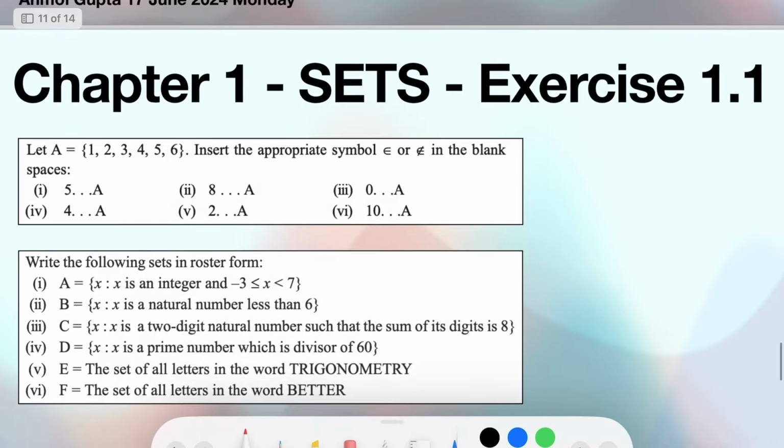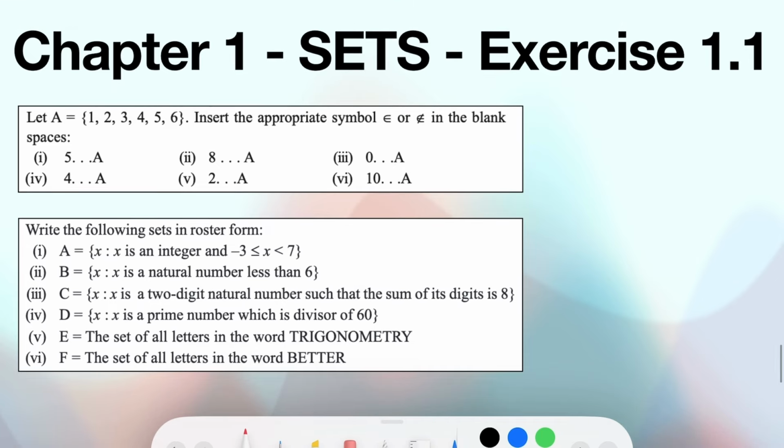Moving on to the next question. Let A equal to 1, 2, 3, 4, 5, 6. Insert the appropriate symbol belongs to or does not belong to in the blank spaces. So 5 belongs to A. We can simply see that 8 does not belong to A. 0 is nowhere in the roster form of set A. 4 belongs to A. 2 belongs to A. And 10 is nowhere to be seen in the set A.